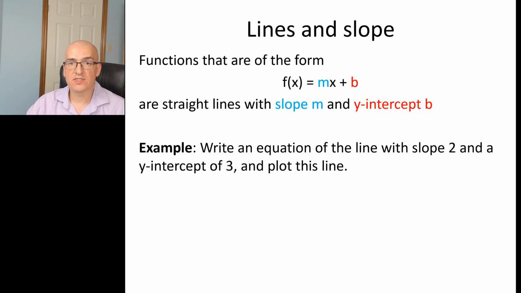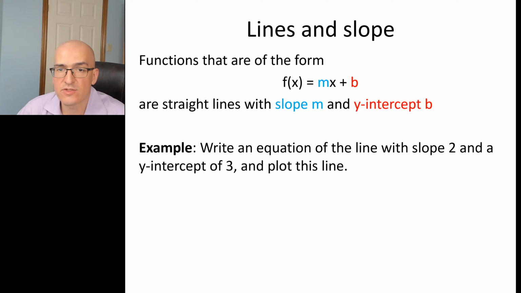The m inside this expression is called the slope of the line. It tells you how much the y value changes for a given change in the x value. So a line with a very large slope means that its y value changes a lot for a small change in the x value. So if you go to the right, let's say 1 unit in x, it might go up 10 units if it has a slope of 10.